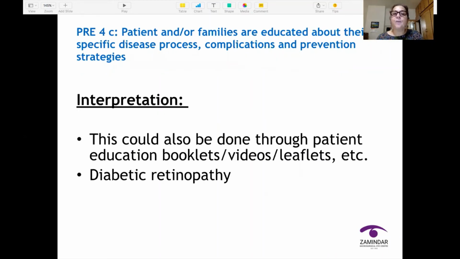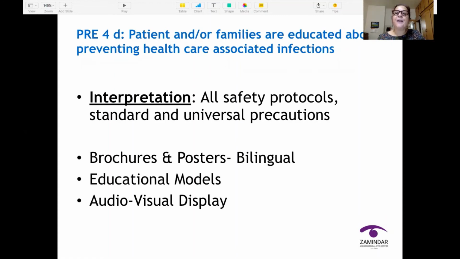Patients and families are educated about the specific disease process, complications, and prevention strategies. So this should be done in whichever way you want to, but it's very, very important. And they're educated about preventing healthcare-associated infections, HAI, and COVID times have really brought us to the realization that this particular standard is so very important. There's an increased focus on hospital infection control and hygiene. I think the post-COVID world will be a much more hygienic, much kinder hospital environment, with so much psychological trauma going on all around.